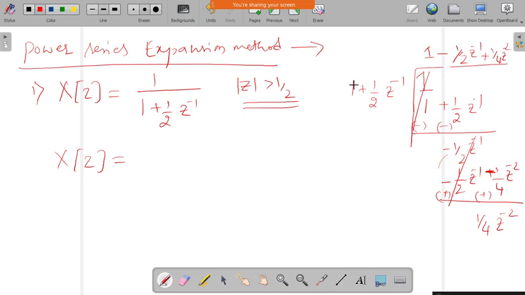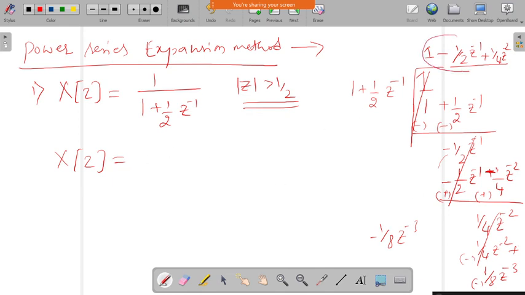So if I put 1 into 1 by 4 z power minus 2, we will get 1 by 4 z power minus 2, again plus 1 by 8 z power minus 3. So this will cancel each other and you will remain with 1 by 8 z power minus 3. Okay, so minus 1 by 8 z power minus 3 you are going to get. So like this it will go on, giving the values.